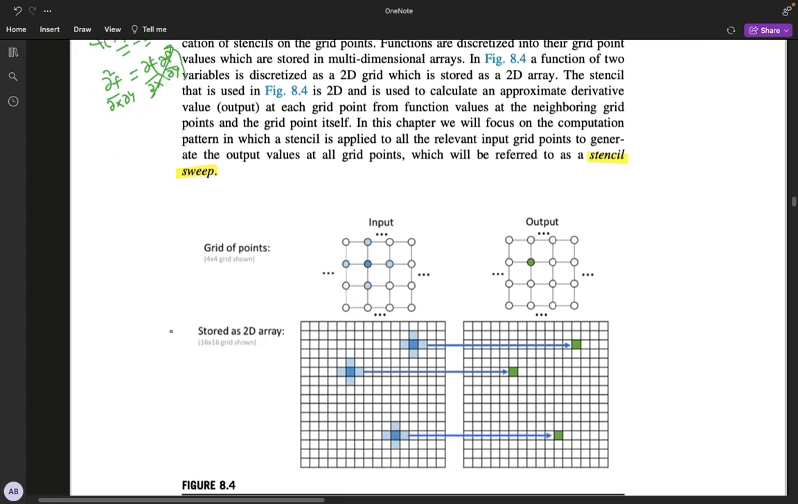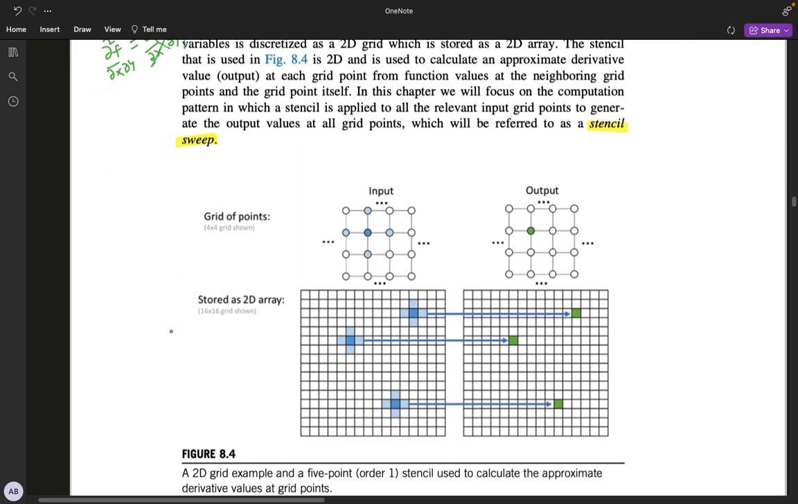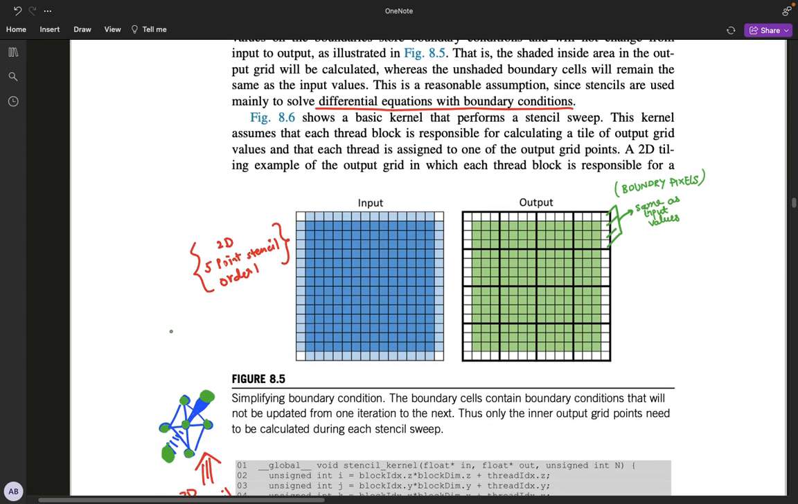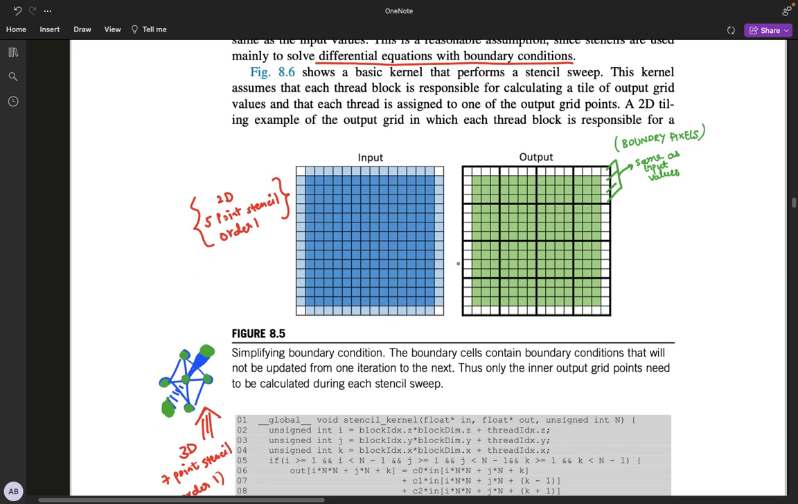Okay. Now we discuss what a stencil sweep is. It's just one iteration of stencil. Now we look at the actual algorithm. If we have a 2D 5-point stencil of order 1, what does that mean? That means that to find the derivative, we are interested in these two terms. To find these two terms, we need the value of f at these 5 points. This is why we call it 2D 5-point stencil order 1.